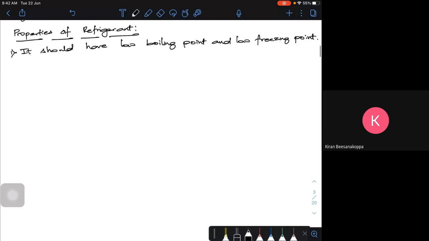So it should have low boiling point and low freezing point. What is the freezing point actually? It should not solidify. If I go to lower temperatures and it freezes, it will clog your piping, which is dangerous. The refrigerant should remain in liquid form, and at the same time, working at the low boiling point, it should be able to remove the heat. That's why it should have low boiling point and low freezing point.